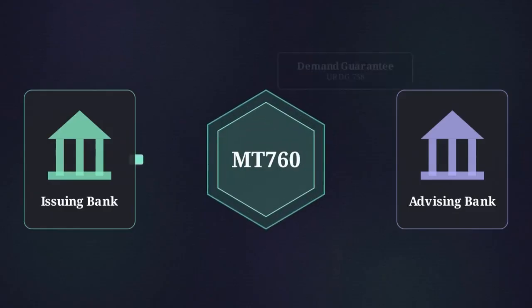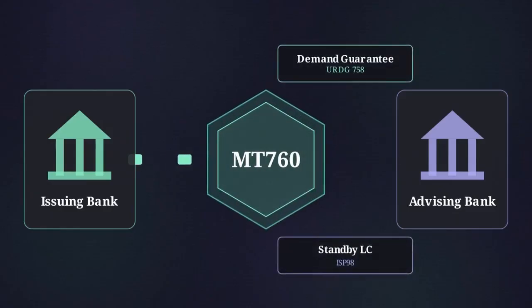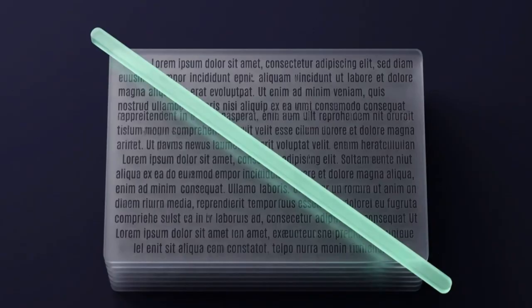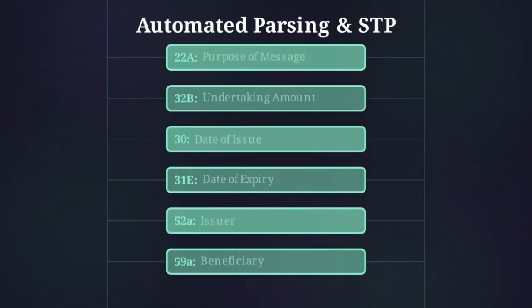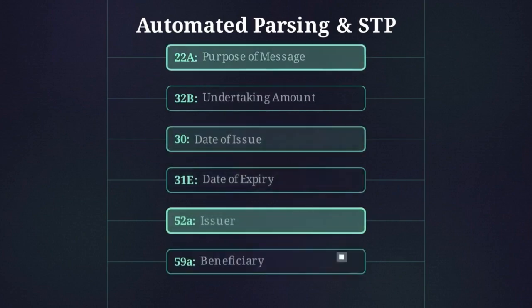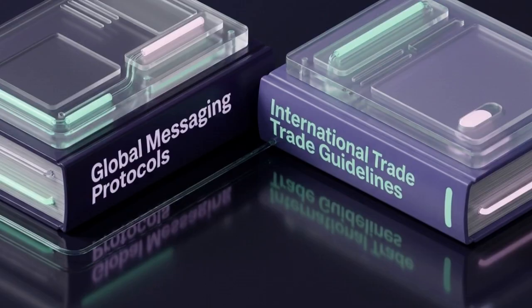This is the SWIFT MT760, the global standard for issuing demand guarantees and standby letters of credit. Under current standards, the MT760 is no longer a single free-format text block. It is now a highly structured format designed to facilitate automated parsing and straight-through processing, or STP. Effective transmission requires strict adherence to SWIFT Category 7 standards and ICC rules, specifically URDG 758.